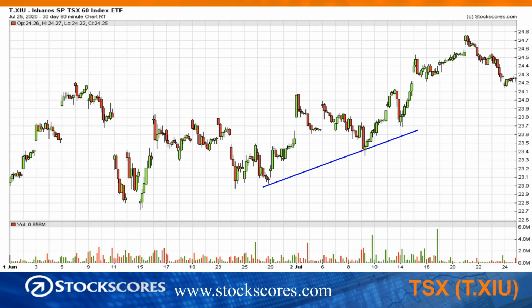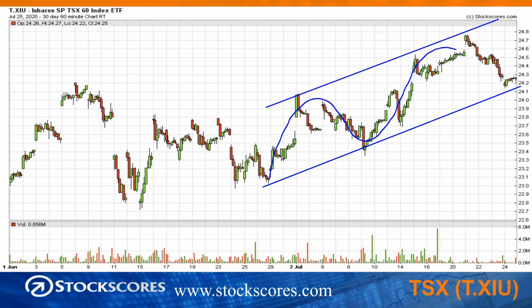Just draw a line across the bottoms. And you can see that the upward trend is still intact. This is what's called an upward sloping channel. You can draw 2 parallel lines, and the market's just kind of waffling in and around in between that. It is now down to support, so it should bounce.